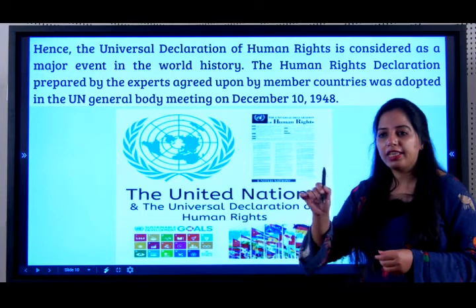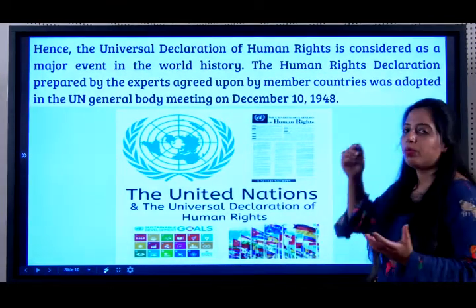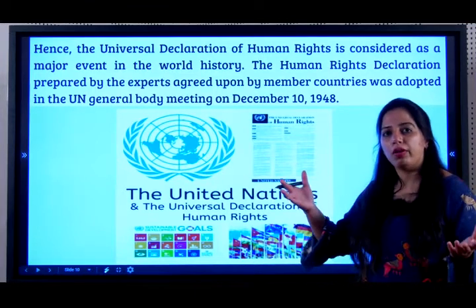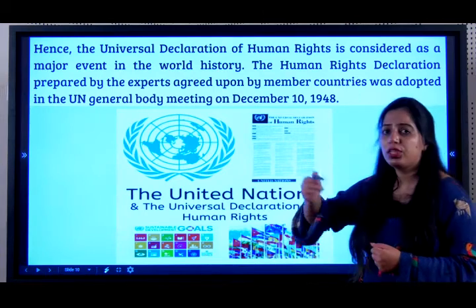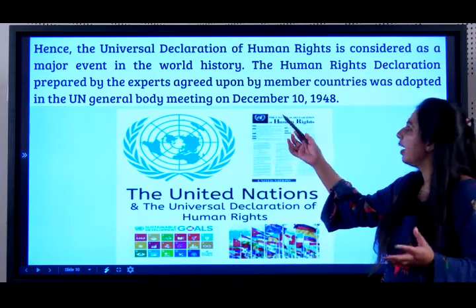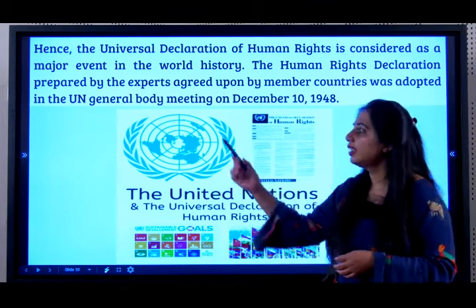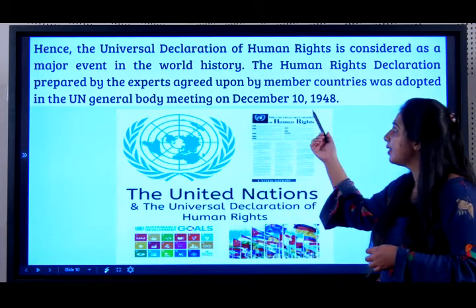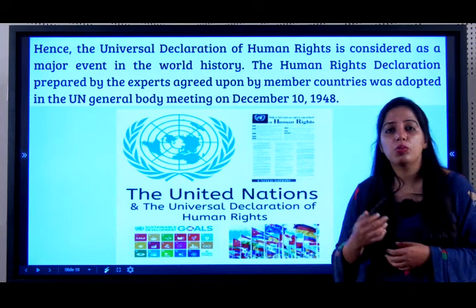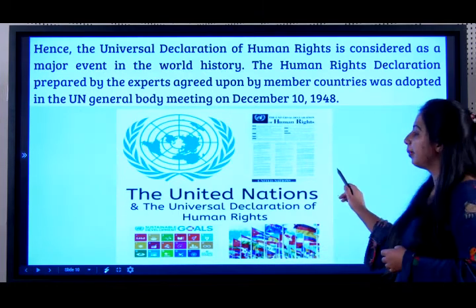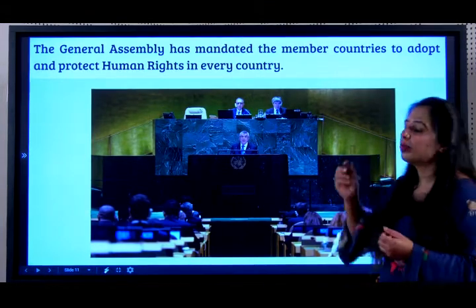So a Universal Declaration of Human Rights was signed between almost all the countries in the world. This declaration was prepared by experts and it was agreed upon by the member countries and was adopted in the United Nations General Body meeting on December 10th, 1948. This day is also celebrated as World Human Rights Day. The General Assembly has mandated the member countries to adopt it.